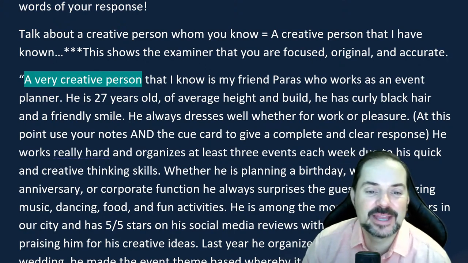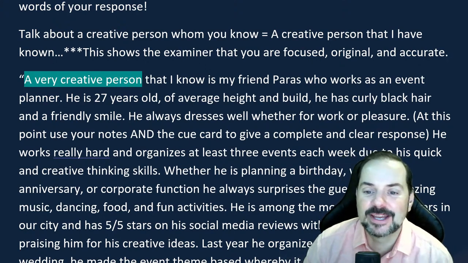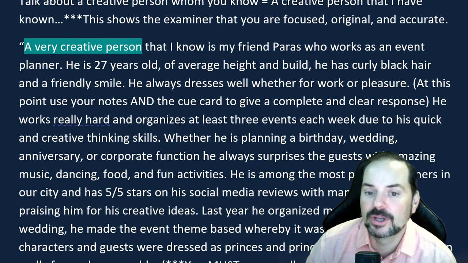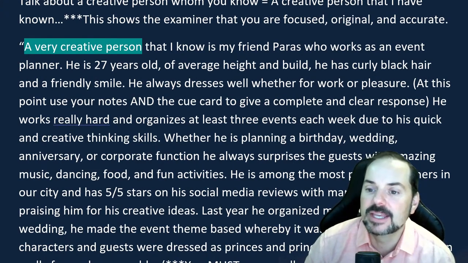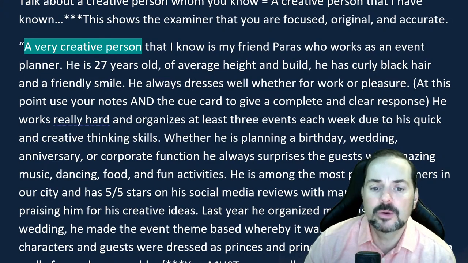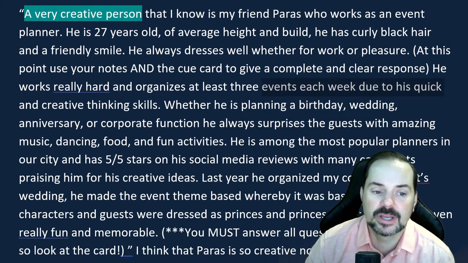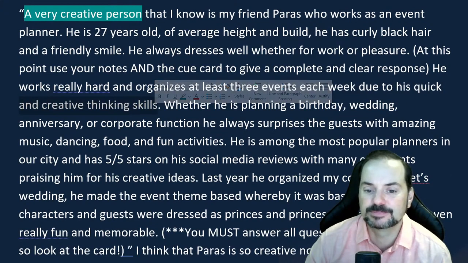A very creative person that I know is my friend Paras, who works as an event planner. He is 27 years old, of average height and build. He has curly black hair and a friendly smile. He always dresses well, whether for work or pleasure. He works really hard and organizes at least 3 events each week due to his quick and creative thinking skills.